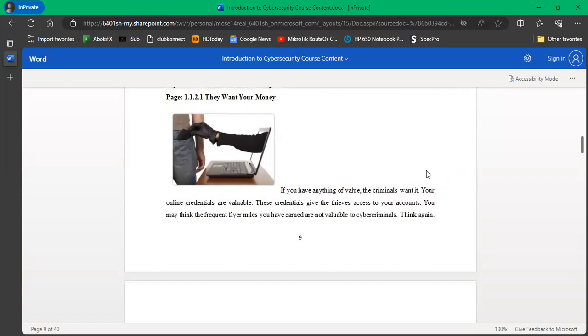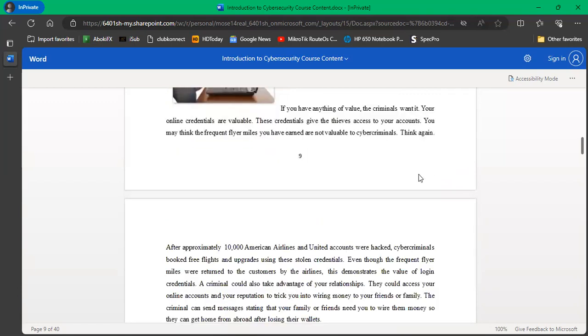Now, if you have anything of value, the criminals want it. That's just it. Your online credentials are valuable. And these credentials give the thieves access to your accounts. You may think the frequent flyer miles you have earned are not valuable to cyber criminals. Think again. For example, when you go to the bank, we make use of a teller, and they give us a receipt. So some might actually trash it in the bin in the banking hall.